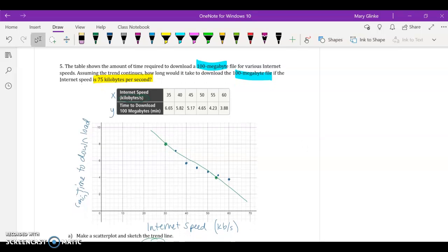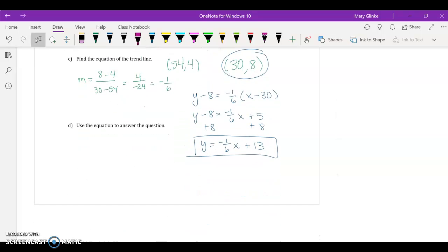We're going to be using the 75. And since it's kilobytes per second, this is talking about your x value. So we're going to be using x is 75. And we're going to plug that in. And we're going to solve for our y value, which would be our time. So when I plug in 75 here and I type that all in, I get 1.5. So my answer would be about 1.5 minutes. And again, your answer might be different depending on your line.